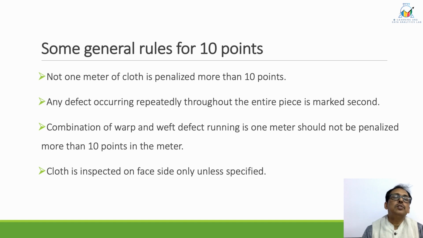Some general rules for the 10 point system. Not more than 10 points should be penalized in 1 meter of cloth. Any defect occurring repeatedly throughout the entire piece is marked second. A combination of warp and weft defects running in one meter should not be penalized for more than 10 points. Cloth is inspected on the face side only unless specified. These are the rules of the 10 point system.